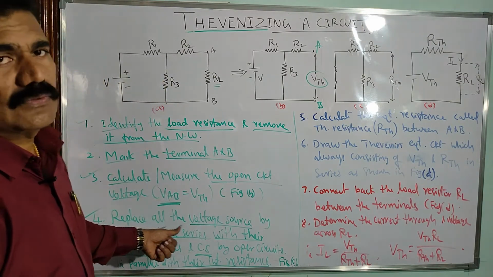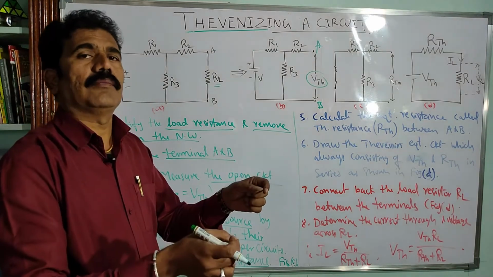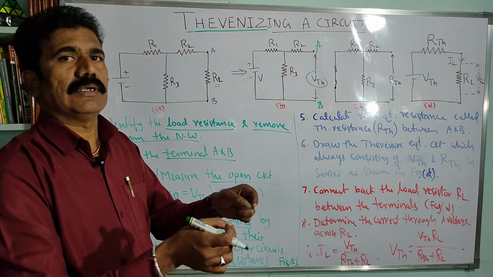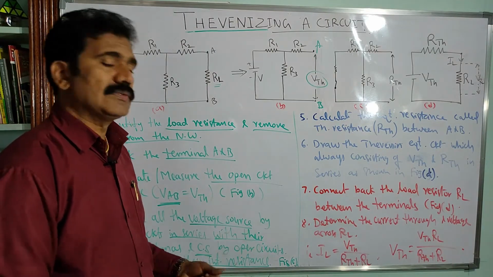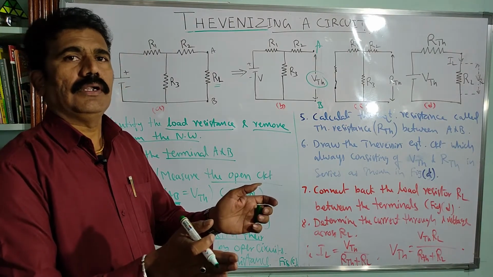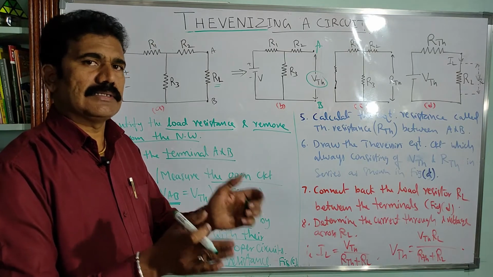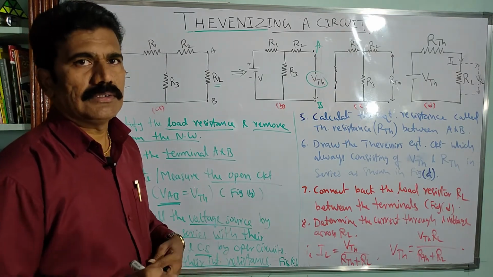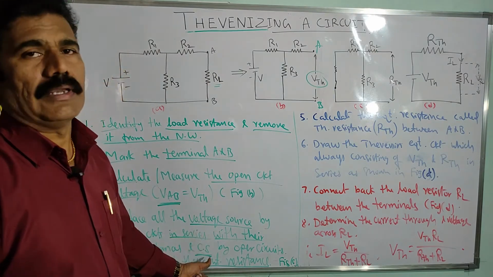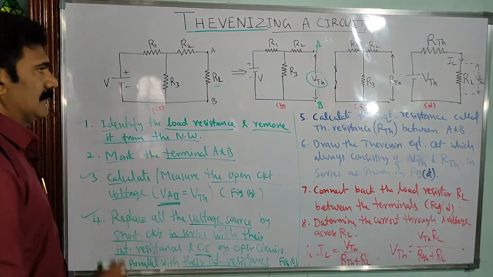So if there is a voltage source, remove it and connect in that place a small internal resistance, the equivalent resistance of the voltage source. If it is a current source, then just keep it open, and if there is an internal resistance for the current source, connect it in parallel across those open terminals. So that is the idea here. You have to follow that step.